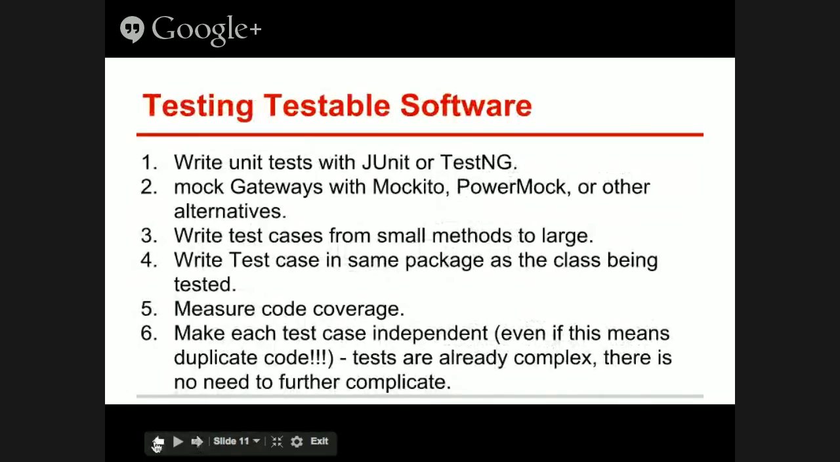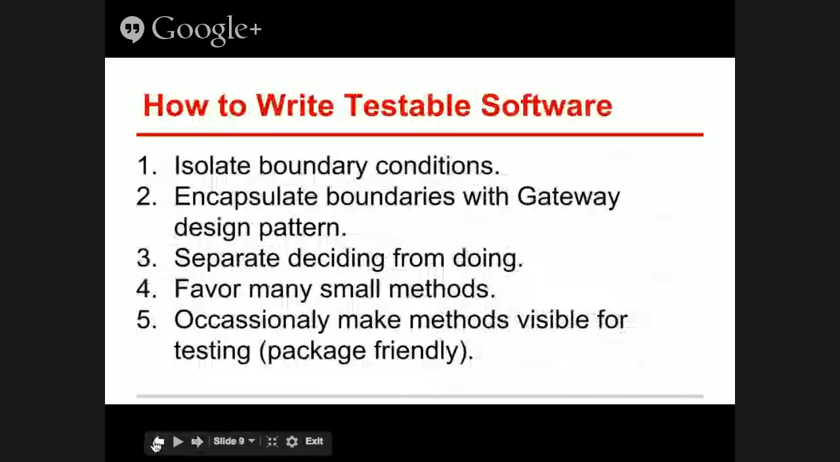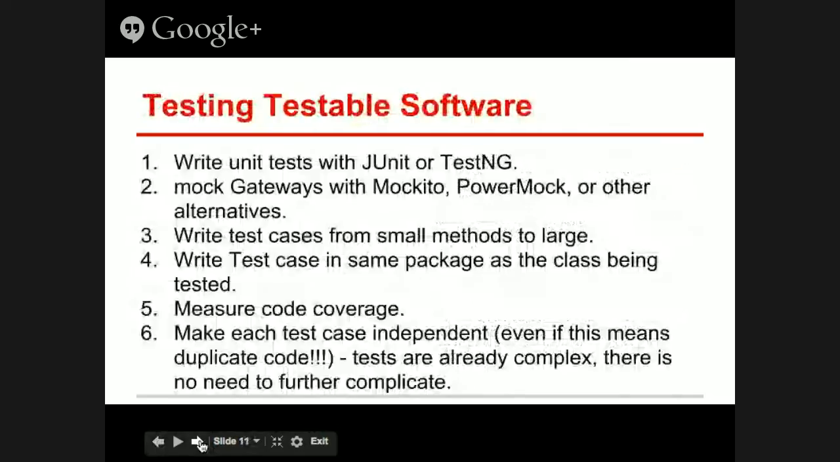Now, here I touched on how to write testable software, but here I'm going to cover how I would test testable software. As we were just discussing, most likely I would use something like JUnit or TestNG. But a gateway, like a data access object, will be mocked with Mockito, PowerMock, or other alternatives. There are other mocking frameworks, like EasyMock.